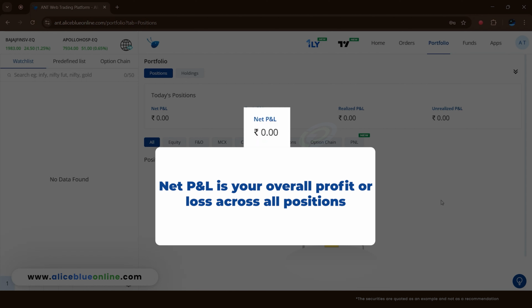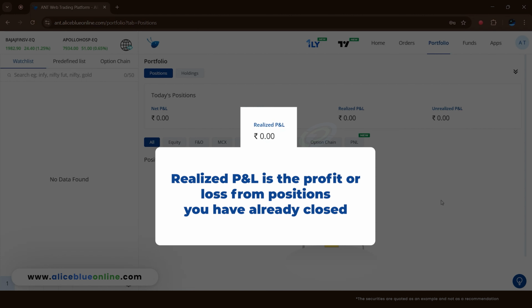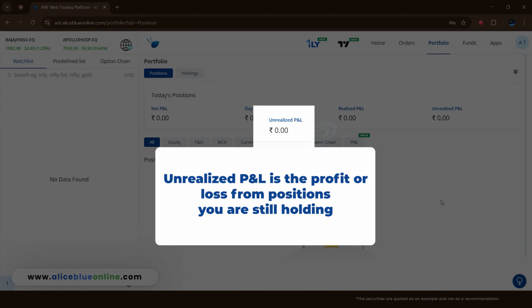Net P&L is your overall profit or loss across all positions. Days P&L is the profit or loss made only today. Realized P&L is the profit or loss from positions you have already closed. And unrealized P&L is the profit or loss from positions you're still holding.